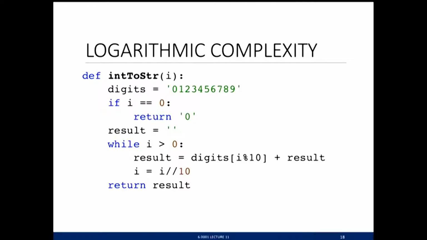Here's another little example, just to give you a sense of log. I want to convert an integer to a string. I know I can just call str on it, but how might we do that inside of the machine? Well, here's a nice little algorithm for it. I'm going to set up something I call digits. It's just a string of all the digits. If the thing I'm trying to convert is 0, I just return the string 0.